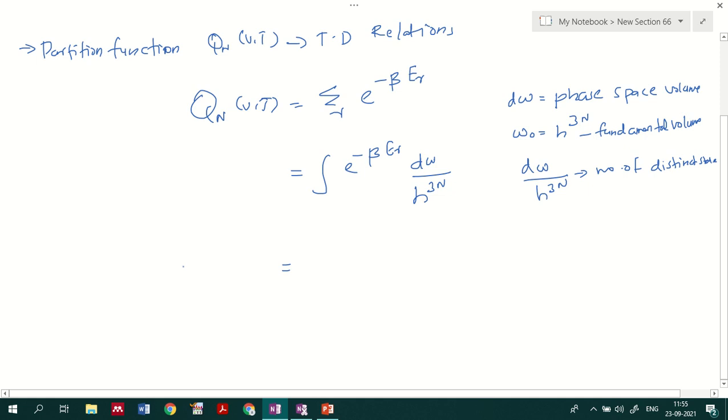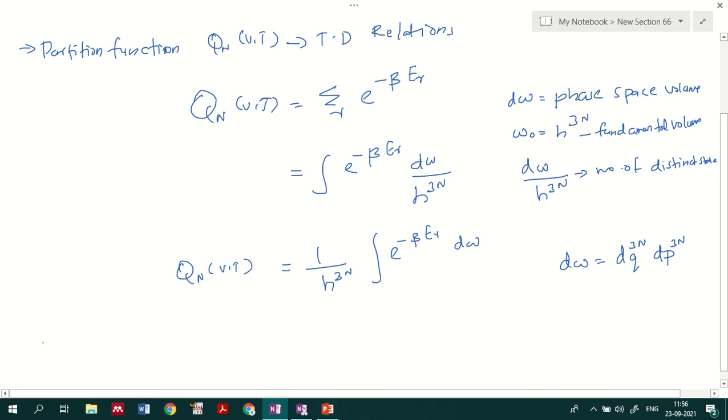Now let me represent this in another fashion. Let me take the h raised to 3n outside, and then work on the integral of e raised to minus beta E_r d omega. We know what d omega is: d omega is basically dq raised to 3n, sorry, d^{3N}q, and dp raised to 3n, d^{3N}p. That we already understood.